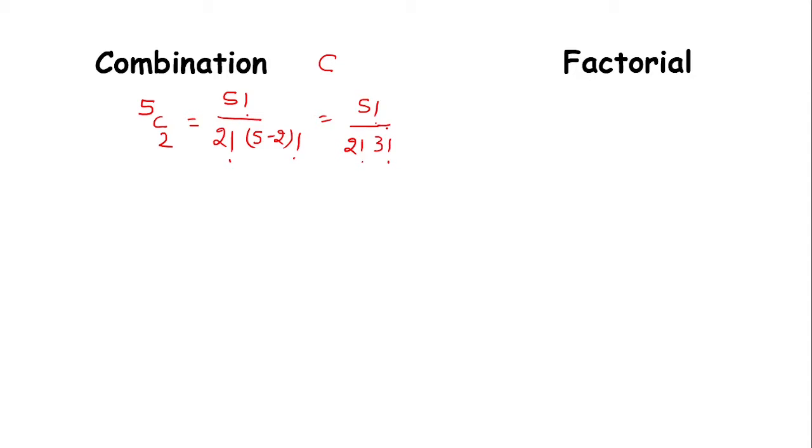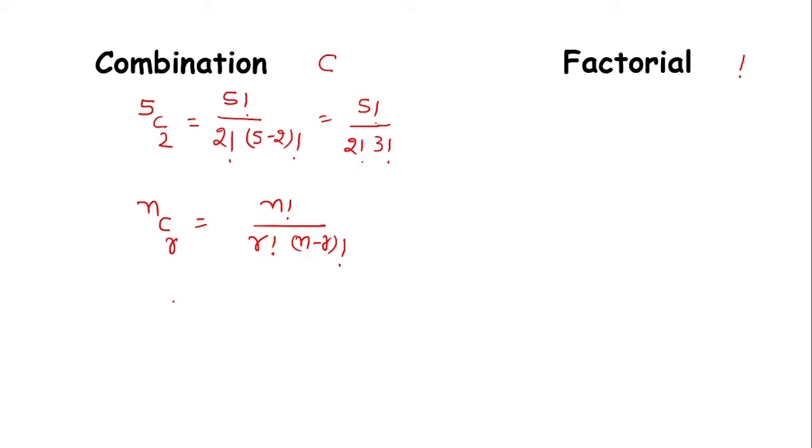Are you confused about what this factorial is? For factorial we use this sign. First let's see how I wrote 5C2 equal to this value. What is the method? The general formula is, out of n, if I want to choose r, then the formula is n factorial over r factorial times (n minus r) factorial. That's the formula.